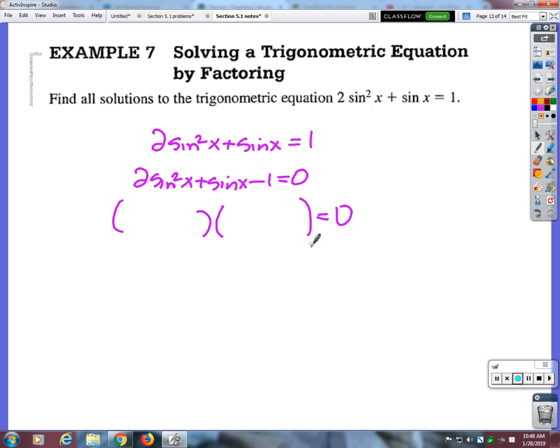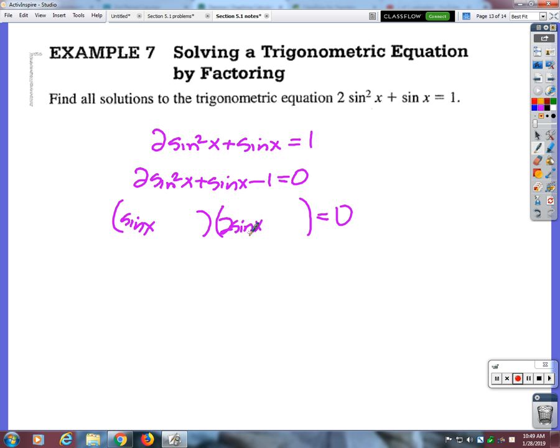This is a little bit different because we're factoring not just with x's but with sine of x's, but it's the exact same idea. If I want the first two things in the parentheses to multiply together to be 2 sine squared, what has to go in the front of each parentheses? A sine has to go in front of 1, and a 2 sine has to go in the front of the other one.